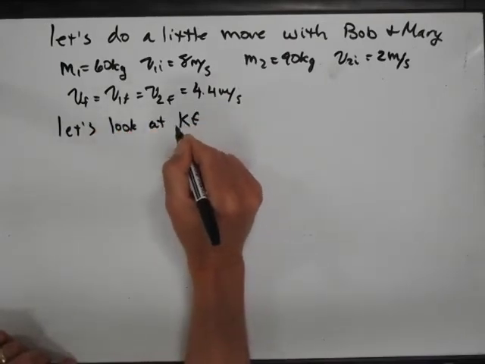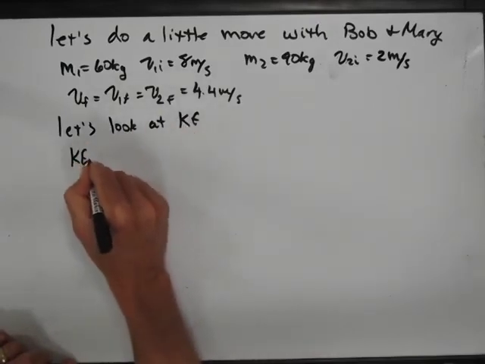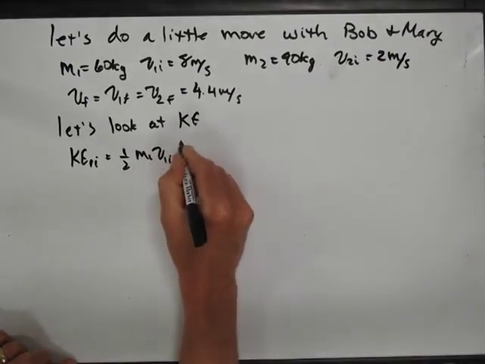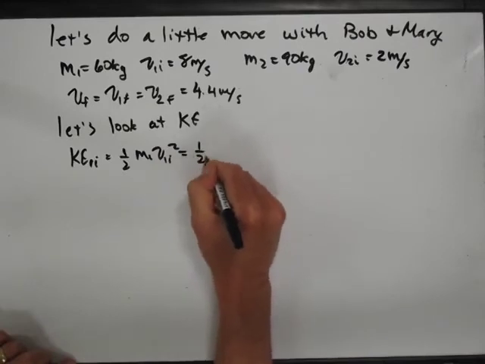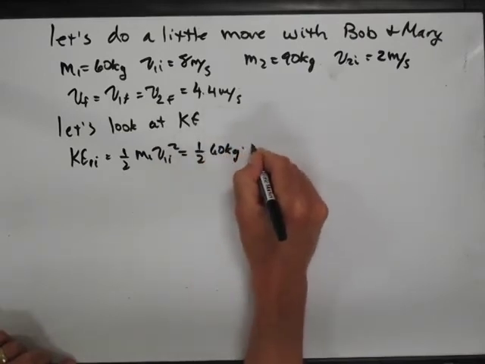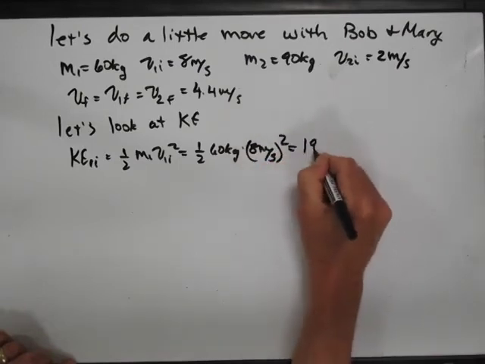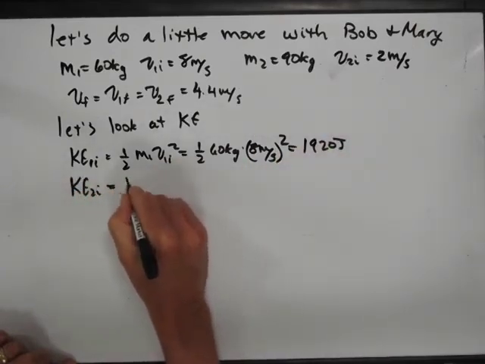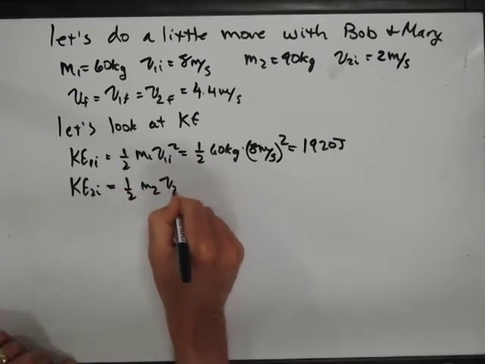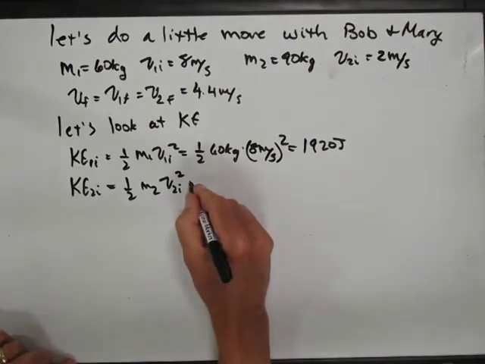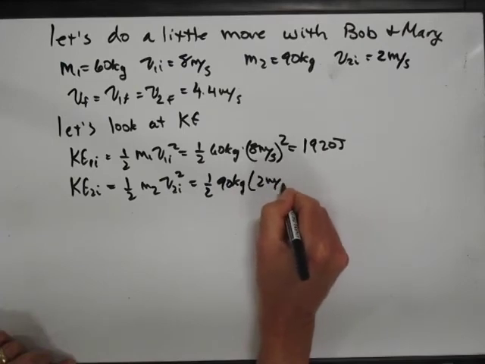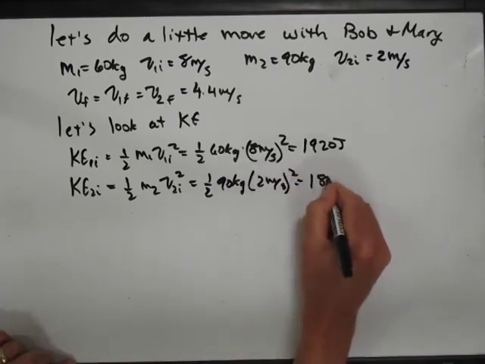So let's look at the kinetic energy of this system, right? KE1 initial is 1/2 M1 V1 initial squared, right? And that's 1/2 times 60 kilograms times 8 meters per second squared, which is 1920 joules. Similarly, KE2 initial is 1/2 M2 V2 initial squared, and that's 1/2 times 90 kilograms times 2 meters per second squared, which is 180 joules.